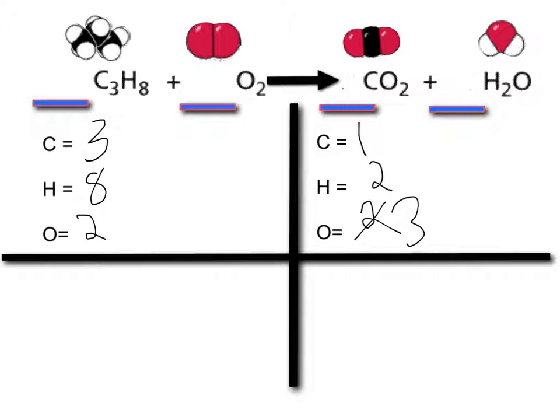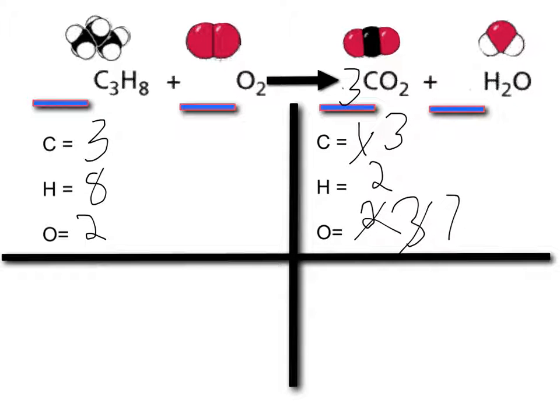Now, in order to balance this equation, for the carbon, I have to add a 3 in front of the CO2 on the right side, which will give me 3 carbon, but then I also have to change my oxygen, which will give me 7 oxygen. So now that my carbon is balanced out, let's go ahead and balance out the hydrogen.